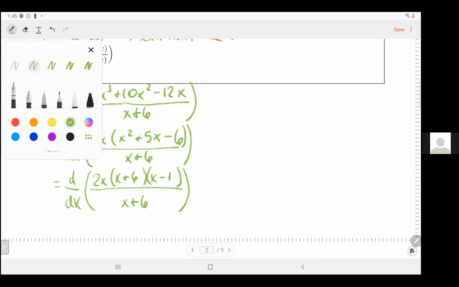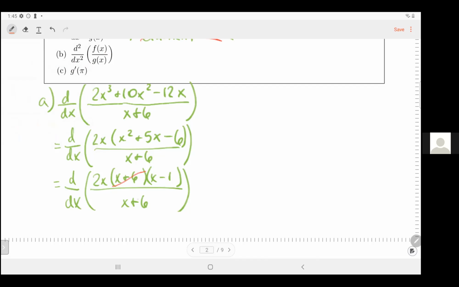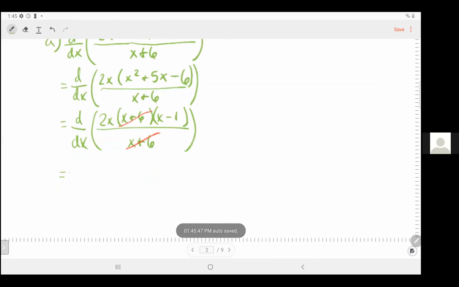And then the nice thing is these terms just totally cancel. And so I'm left with a derivative that's much simpler than what I started with. That's 2x times x minus 1. And I'll go ahead and multiply it through. So distribute this 2x. 2x times x is 2x squared. 2x times negative 1 is negative 2x.